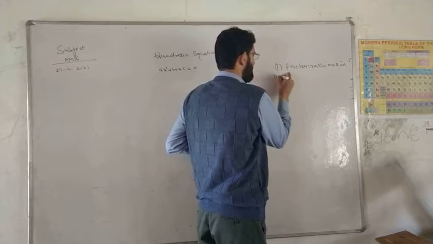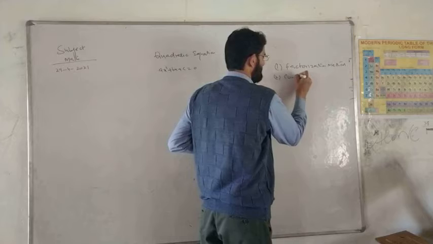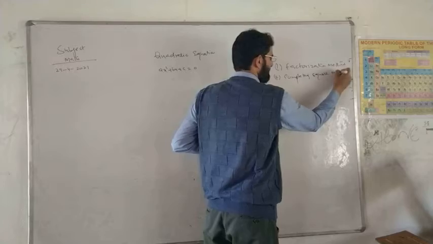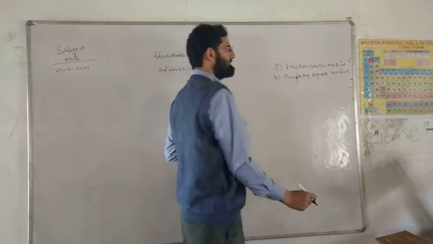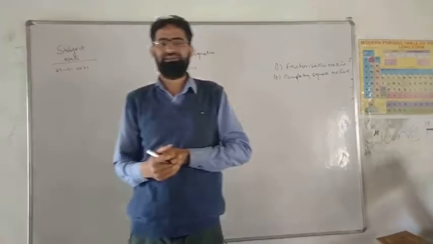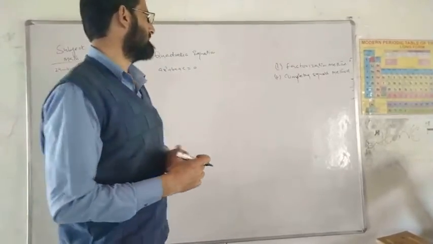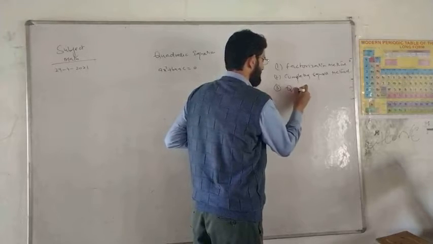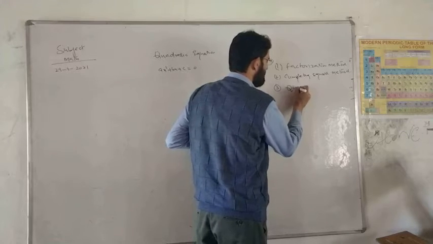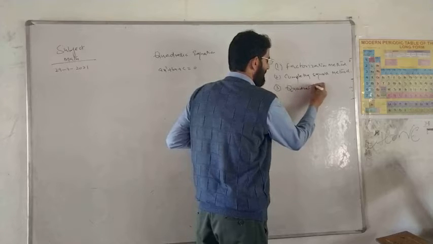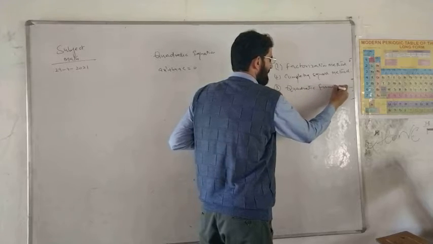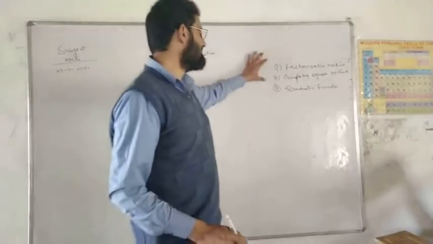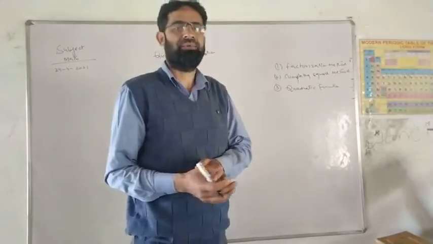Second method, completing square method. These two methods we have discussed in detail. Now the third method is the quadratic formula. Third method is the quadratic formula method. By making use of this quadratic formula, we can also find the roots of a quadratic equation. So these are the three methods. First two methods we have already discussed in detail.